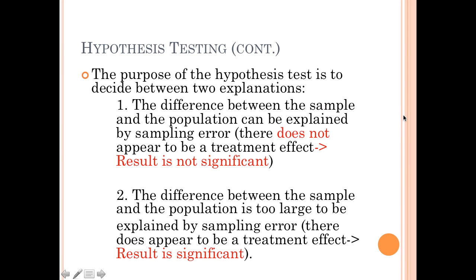And the purpose of hypothesis testing is to decide between two explanations. Can the difference between the sample and the population be explained by sampling error, so that there does not appear to be a treatment effect and the result is not significant? Or is the difference between the sample and the population too large to be explained by sampling error? There does appear to be a treatment effect. The result is significant.